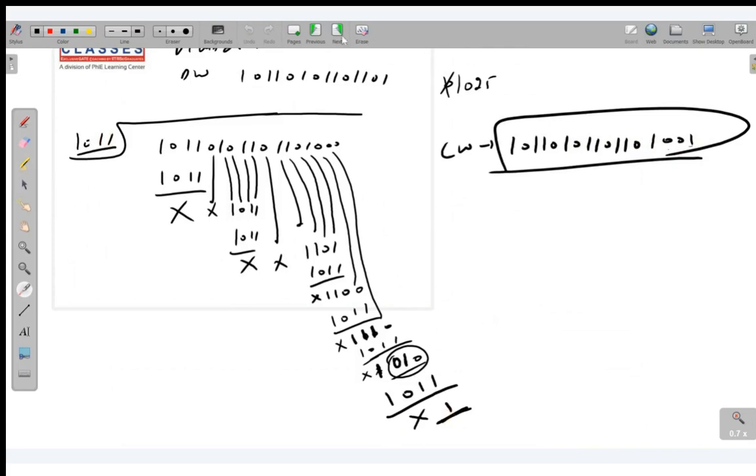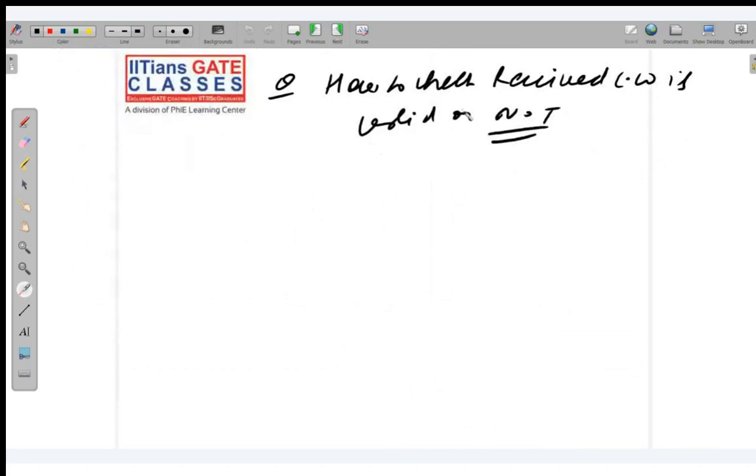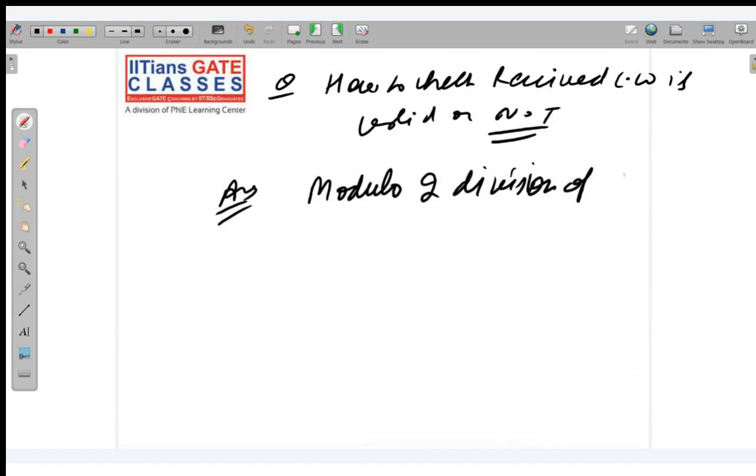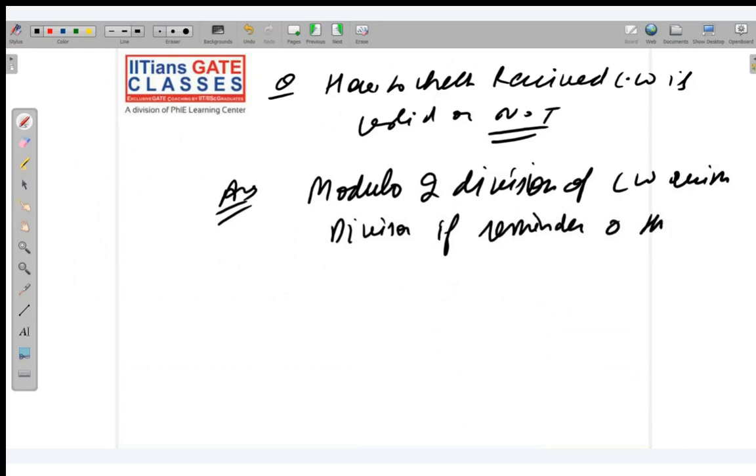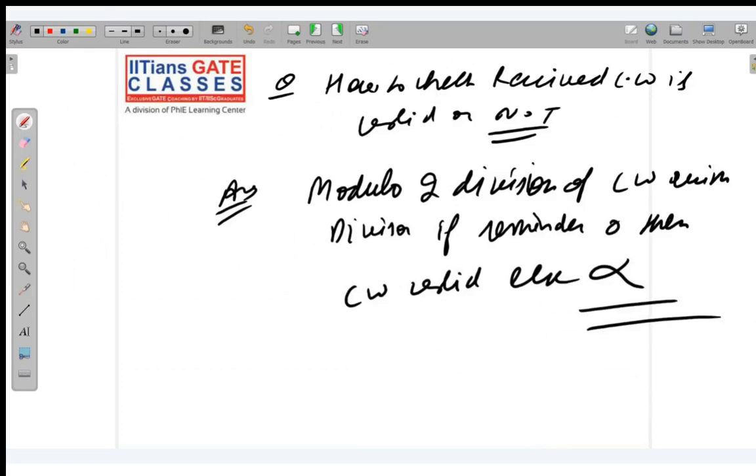So how to check whether the received code word is valid or not? Answer: modulo 2 division of the code word with the divisor. If the remainder is 0, then the code word is valid, else not.